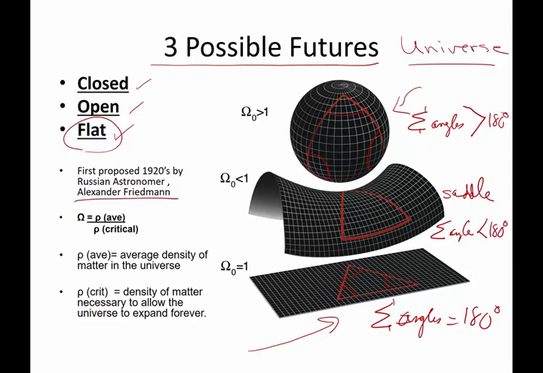This all was proposed back in the 1920s by Russian astronomer Alexander Friedmann. And there is a constant, omega, that can be calculated for all three of these, a flat, open, or closed universe, based on the density of matter in the universe over the critical density. And the critical density is the density of matter allowed for the universe to expand forever. So determining how much matter there is in the universe will help determine this omega constant and then the possible futures.